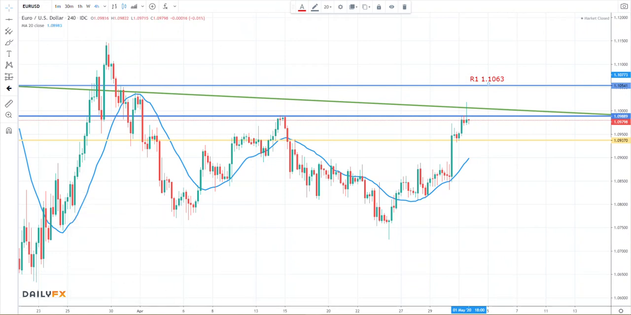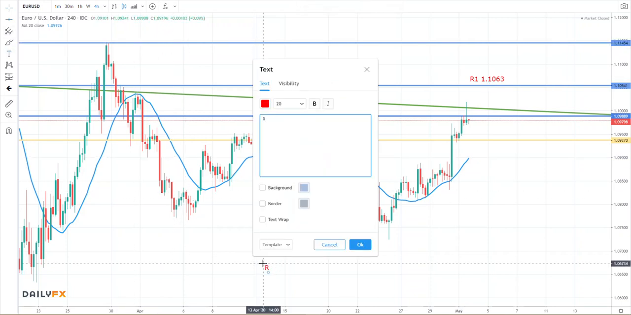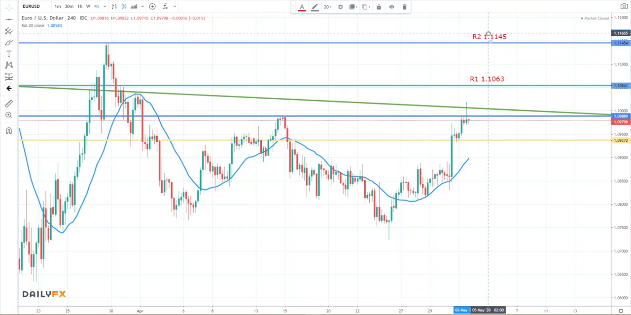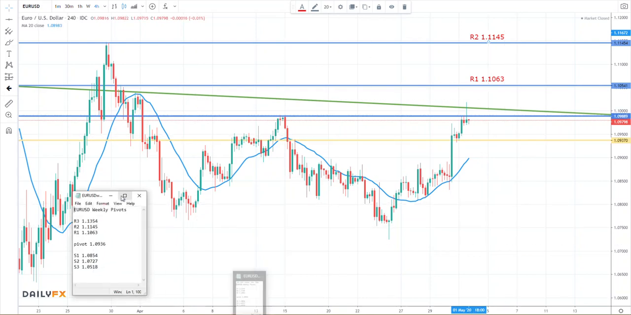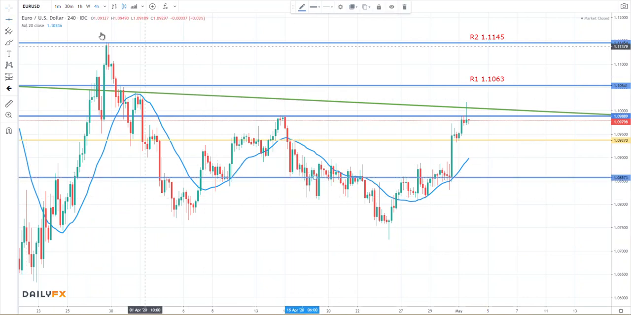So R2, 111.45. Right there, okay, there's our second resistance. As you can see, that's our last big previous high. And then R3, I think it's going to be off of our charts just because we're on the 4-hour, but that's okay. Let's focus on R1 and R2 right now for the week. Here's our pivot. What's S1? S1 is 108.54. Right there, support 1.